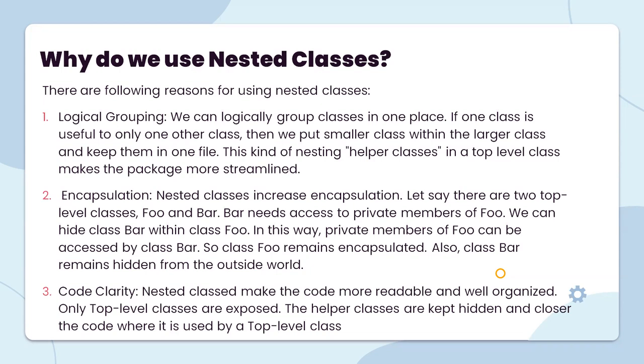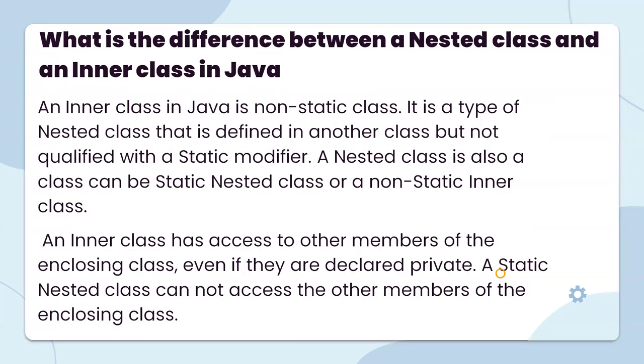Code clarity. Nested classes make the code more readable and well organized. Only top level classes are exposed. The helper classes are kept hidden and closer to the code where they are used by top level classes.